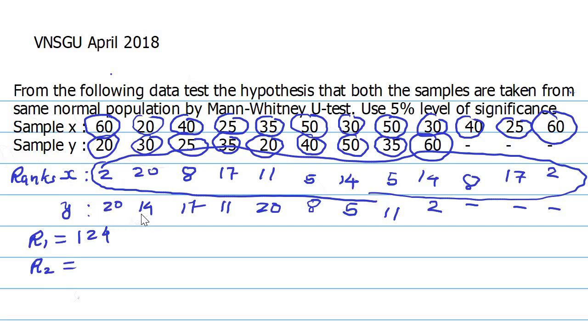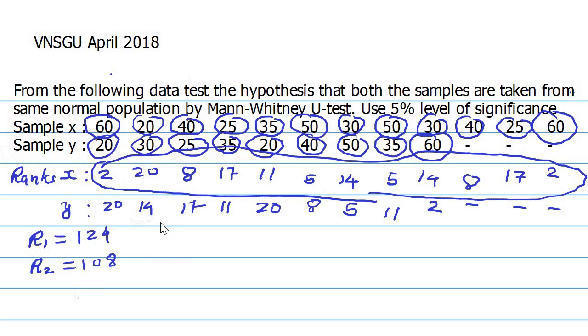Sum of the ranks for sample X will be 124, and R2 is the sum of ranks for second sample. So 20 plus 14, 34, 34 plus 17 will be 44, 51, 52, 62, 62 plus 20 will be 82, 82 plus 8, 90, 90 plus 5, 95, and so on, 108. So these are my sum of the ranks.